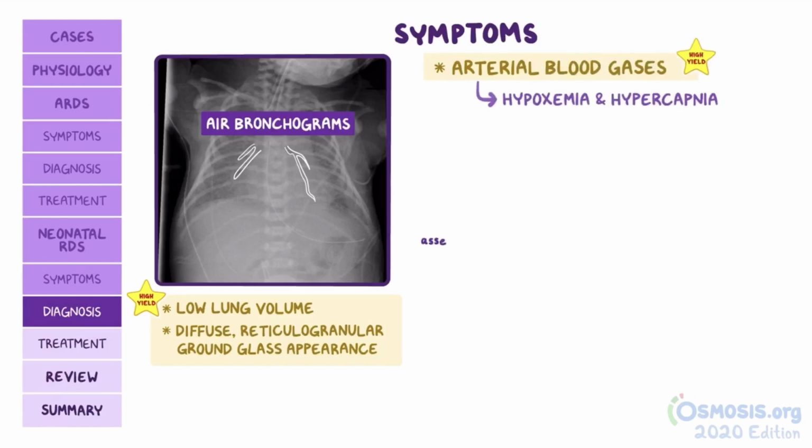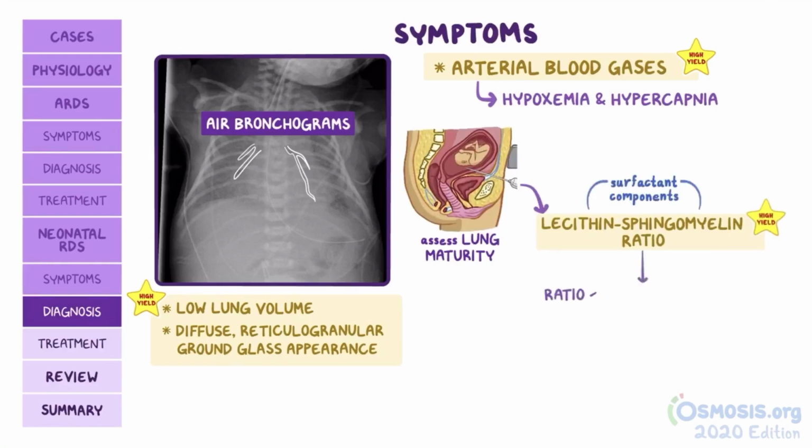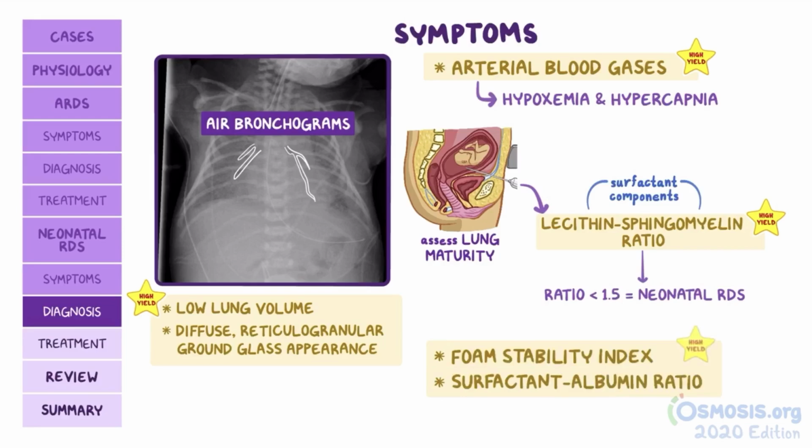Now, we can also assess lung maturity before the baby is born with amniocentesis, where a sample of amniotic fluid is drawn to measure the lecithin-sphingomyelin ratio in amniotic fluid, both of which are surfactant components. A ratio under 1.5 is predictive of neonatal respiratory distress syndrome. Other tests include the foam stability index and surfactant albumin ratio, which are similar to the lecithin-sphingomyelin ratio test.